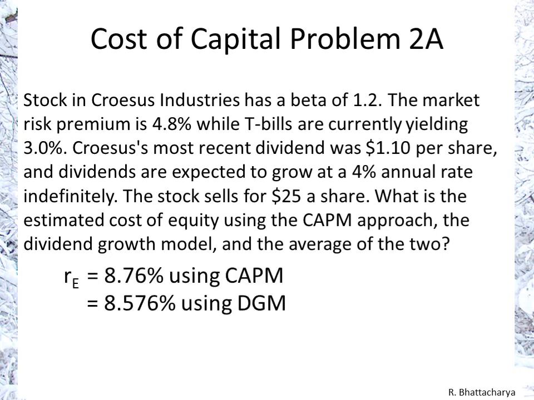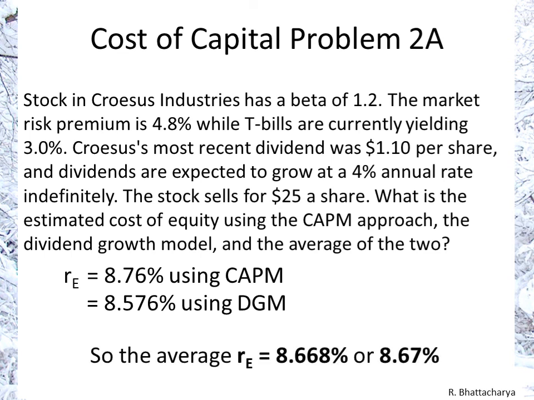Now we have it with the two methods. 8.76% we got using the capital asset pricing model, and 8.576% with the dividend growth model, which means the average return on equity, or the expected return on equity, is 8.668, or 8.67%. That's it.